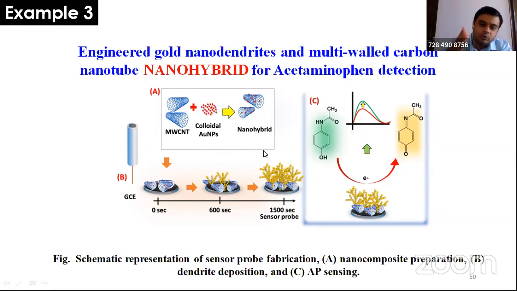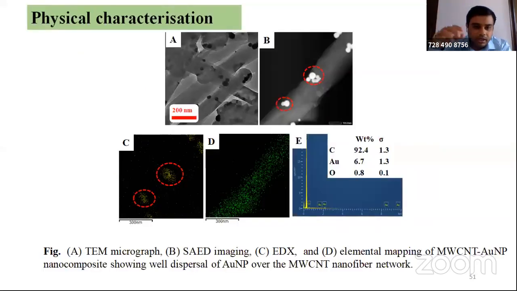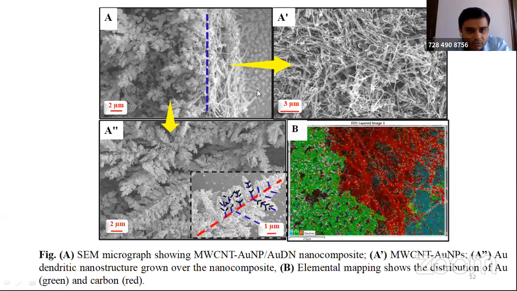So what we discussed so far: first was the monometallic dendrite, second was gold and copper, and third is onto the nanohybrid where the gold is going to be formed. Again, in this case, you can see this is the hybrid formation, the nanohybrid formation, the nanoparticles and the nanotubes. And after this process, you can see this is a very beautiful image. This is the particle area, and this is the nanotubes, and onto this we have grown the nanodendrites like this. And this was also confirmed by the mapping, right?